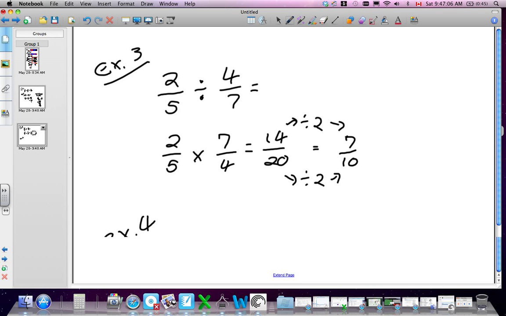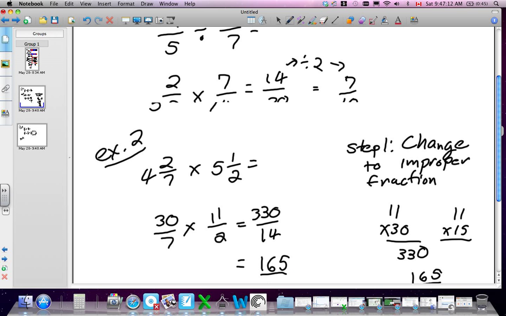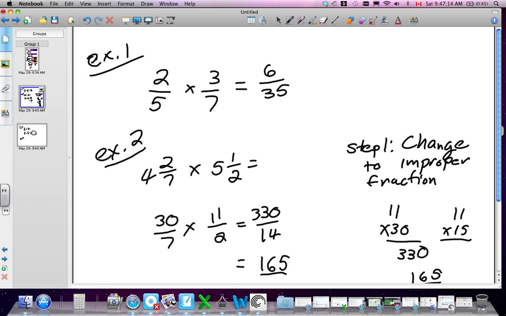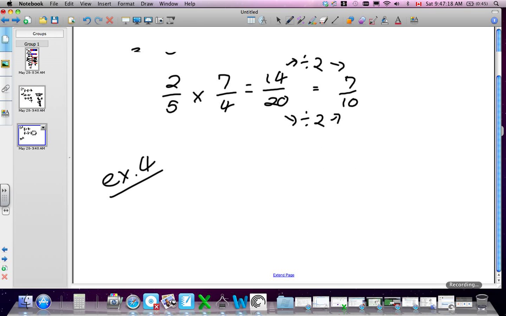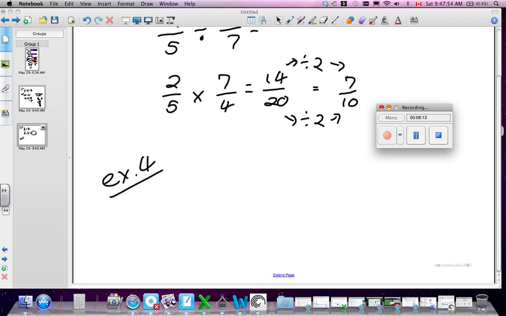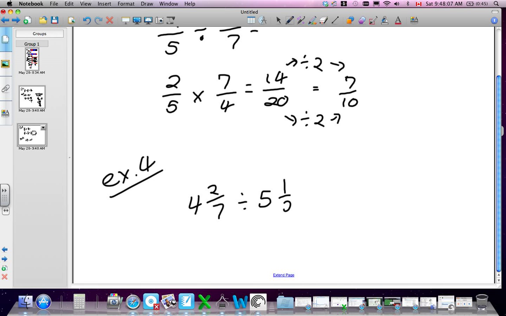Okay, let's do our example 4. Our toughest one. Again, let's use some numbers. I'll use the same ones I used before. What did I use before? I used 4 and 2 over 7, 5 and 1 over 2. So let's use those again. Do you remember what the numbers were? 4 and 2 over 7. This time we're going to do divided by 5 and 1 over 2.